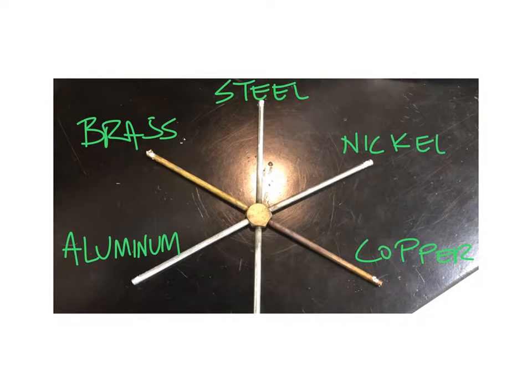So the idea here is that we are going to place this conduction star into an open flame, so a heat source. And we're going to place this central hub, that again is made of brass, directly over the center of that flame, and we're going to observe how conduction takes place. Again, these are made of different metals, therefore they should transfer heat at different rates.